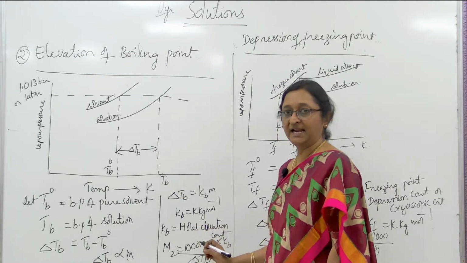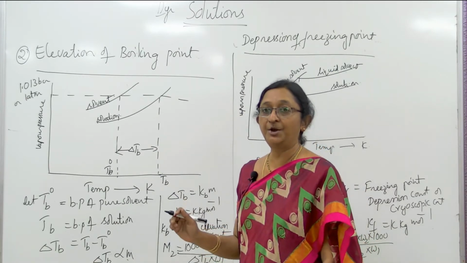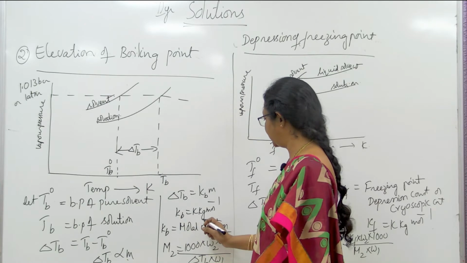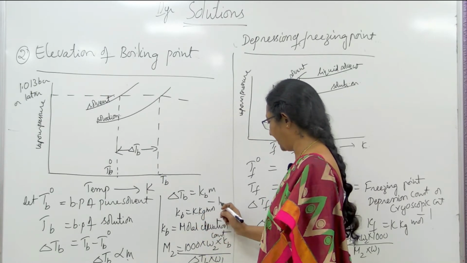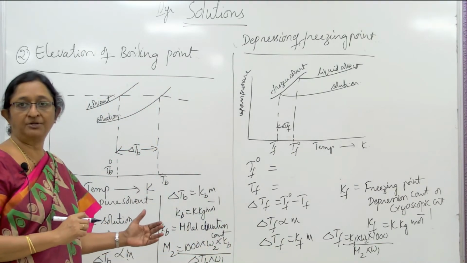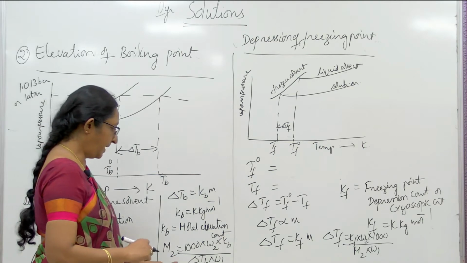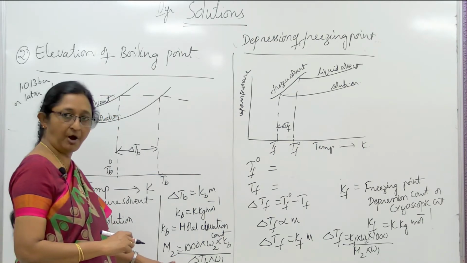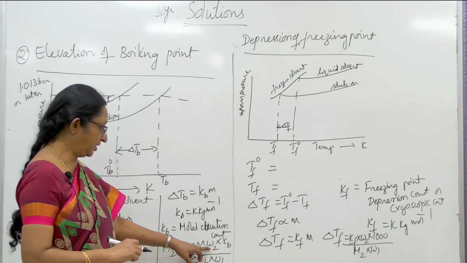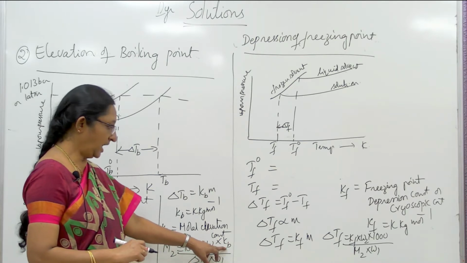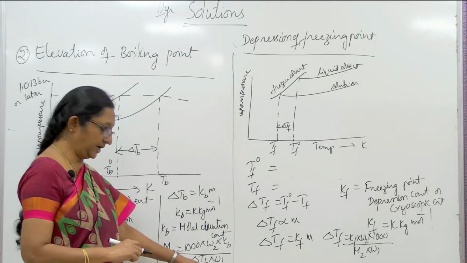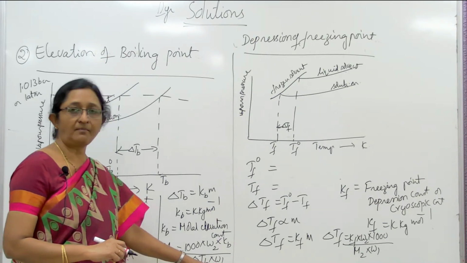So, the elevation of boiling point is directly proportional to the molal solution. It is directly proportional to the molality. That means delta TB is proportional to m. So now remove the proportionality and put a constant Kb. So Kb is called the molal elevation constant, and it is also called the ebullioscopic constant. Now the unit for this molal elevation constant is Kelvin kilogram per mole. Now, we are actually learning these colligative properties to find out the molar mass.